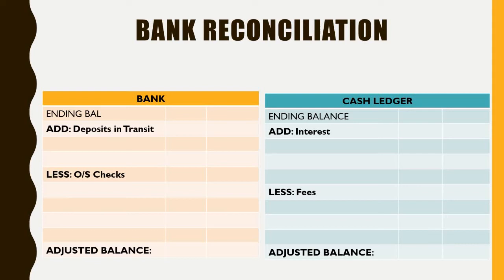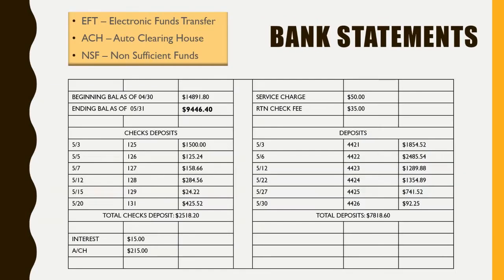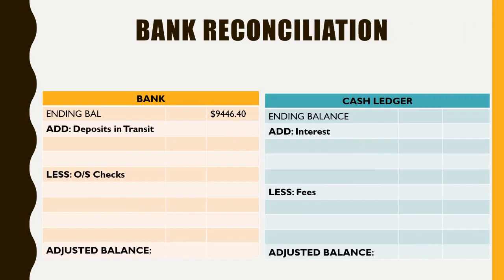So first, let's talk about the bank side. Okay, we're going to do left and then right. So the bank side, right? We need to first find out how much the ending balance is on my bank statement. So what I'm going to do is go to my bank statement and find my ending balance. It says right here, my ending balance as of May 31st is a total of $9,446. So that number, off my bank statement, I'm going to take and pop it into this table.